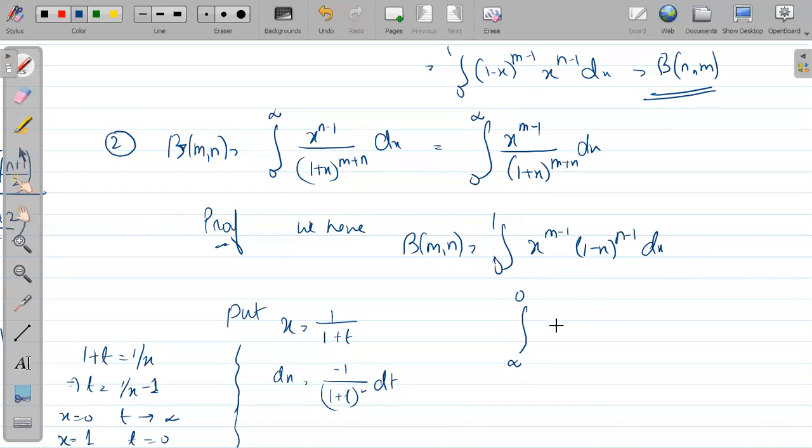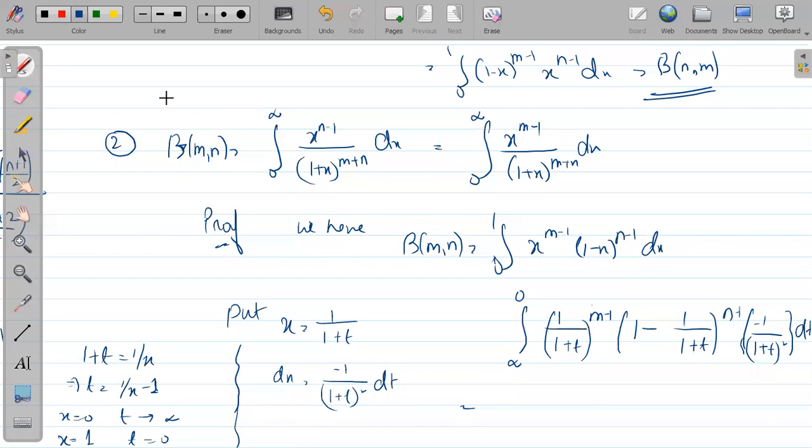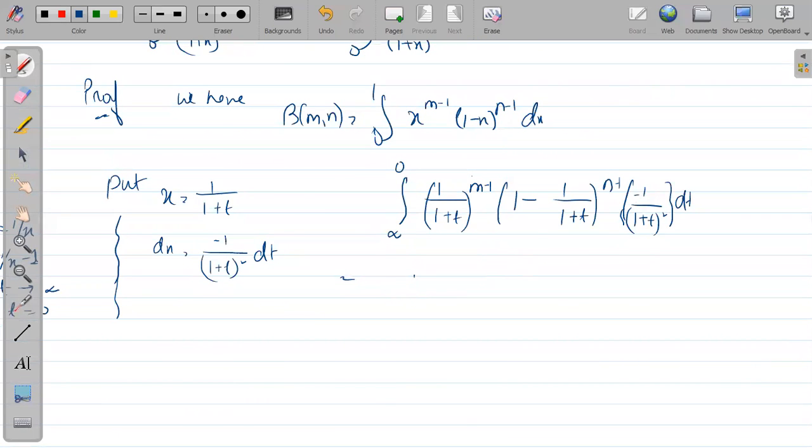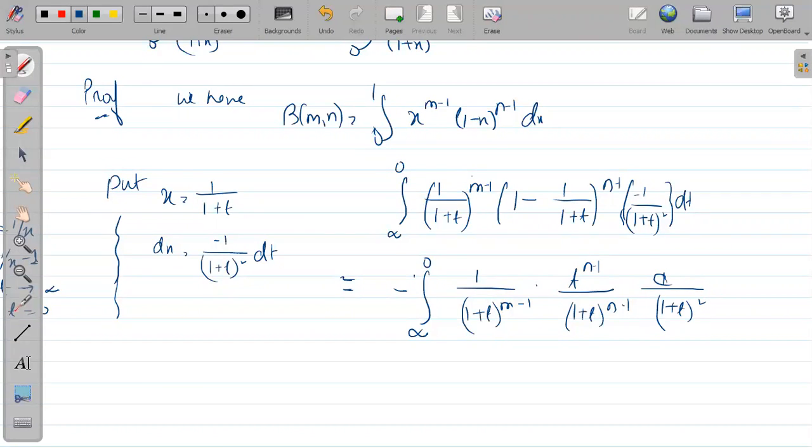Try to understand. X to the power m minus 1, x is 1 by 1 plus t, so it is (1 by 1 plus t) to the power m minus 1. Any step you are having doubt, please raise your hand. Dx is minus 1 by (1 plus t) squared dt. Now this minus sign, let's put it in front, and you have already observed this minus will be used to interchange the limits. After simplifying and taking LCM, 1 plus t minus 1 is t only. So t to the power n minus 1 by (1 plus t) to the power n minus 1, and this minus I have already utilized, times 1 plus t whole square dt.